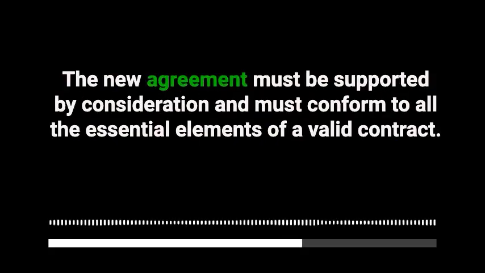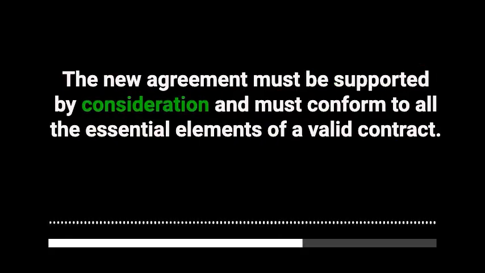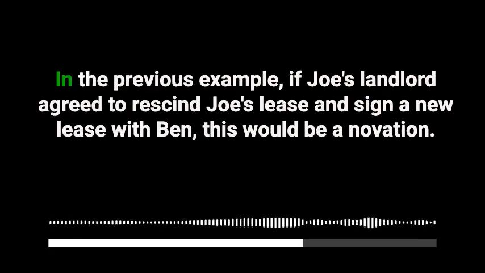The new agreement must be supported by consideration and must conform to all the essential elements of a valid contract. In the previous example, if Joe's landlord agreed to rescind Joe's lease and sign a new lease with Ben, this would be a novation. Joe would have no further liability for the lease.